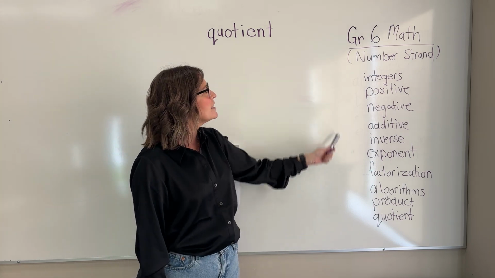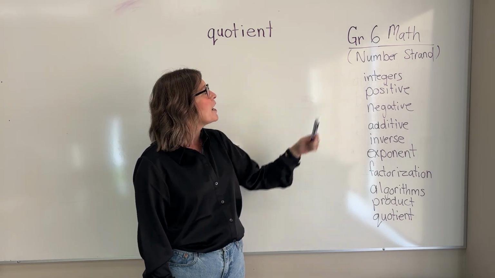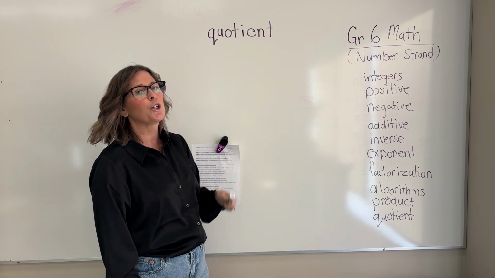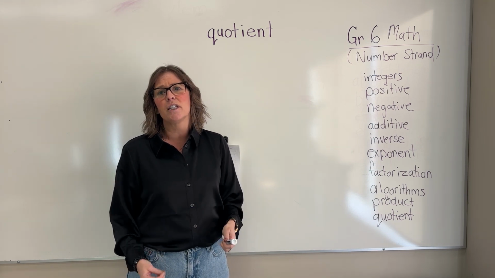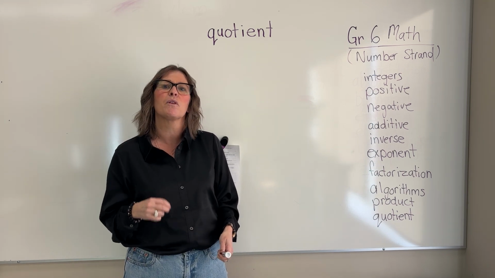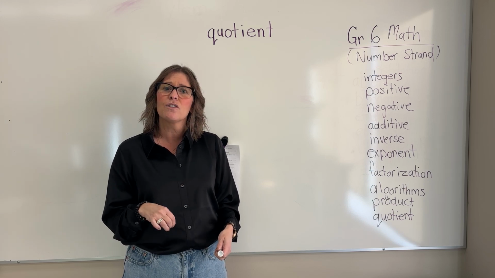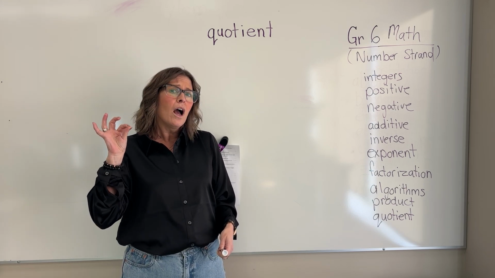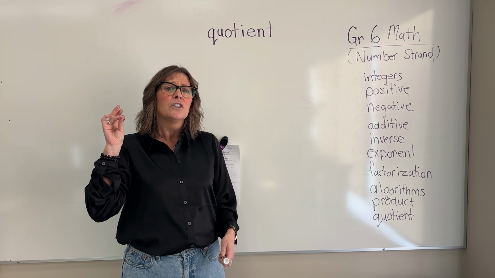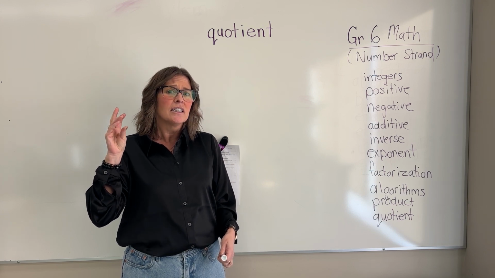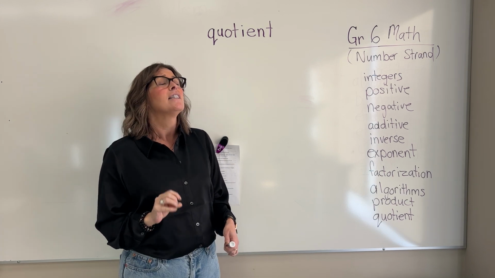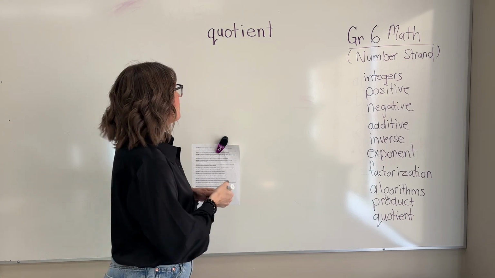We have a list of grade 6 math terms from the number strand. We're going to take the word quotient and we're going to ask students to help us hear sounds within that word. How many sounds do they hear? Qua, o, sh, n, t. Sounds like they're hearing 6 sounds.